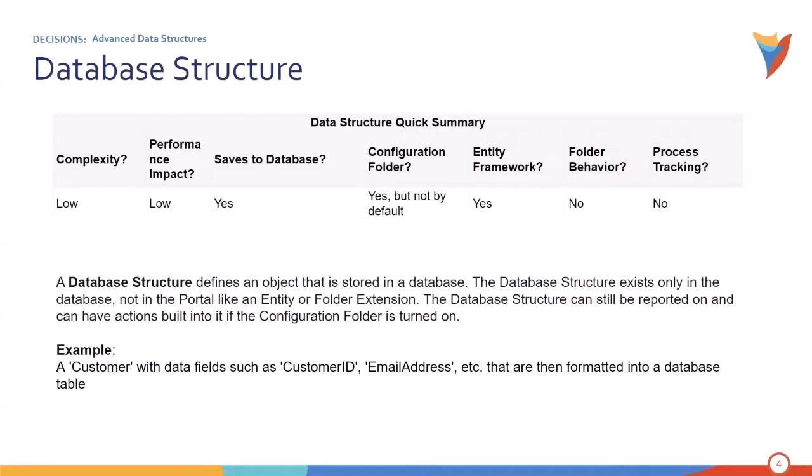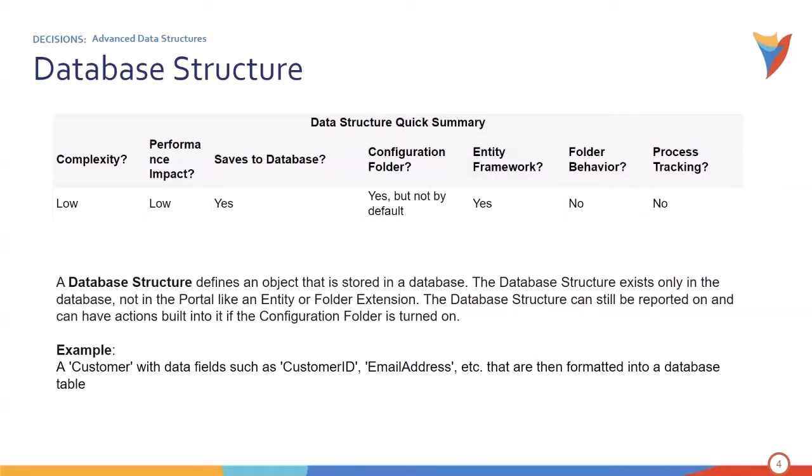The database structure has all the features of a flow structure, but it generates additional steps to allow us to save and manipulate the data inside a database using CRUD actions. CRUD actions, for those of you with a programming background, that is create, read, update, and delete actions. So we want to create a new database structure. We want to read from the database structure. We want to update. We want to delete it.